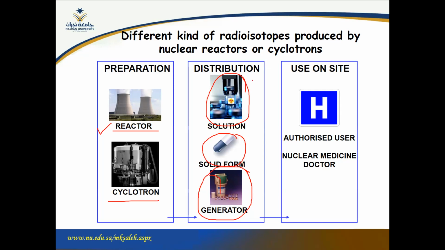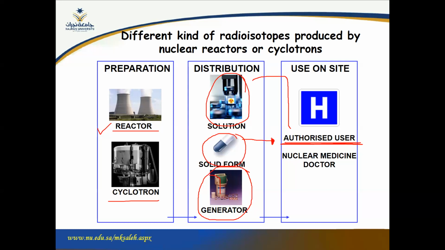Finally, these sources are used on a site, distributed in a hospital, but no one can receive them other than an authorized user. How can I be an authorized user? How can I become a person licensed to receive these radioisotopes? Of course, I said for the exam, I must pass a test from the authorized body, the regulatory authority in the country, and after I pass the test, I become an authorized user.